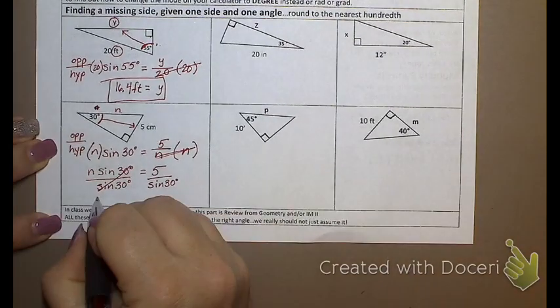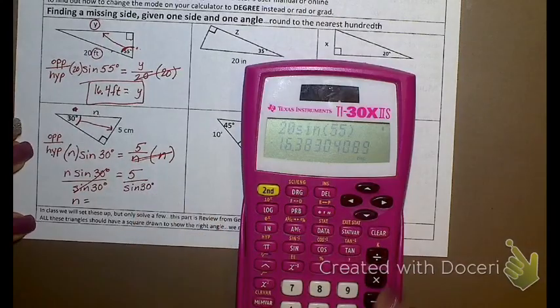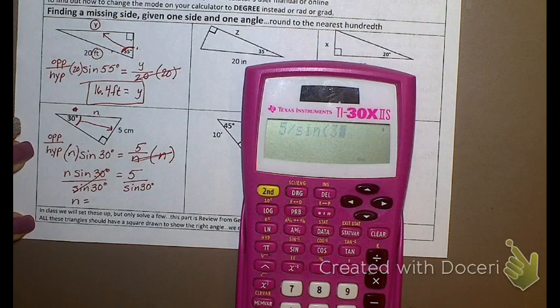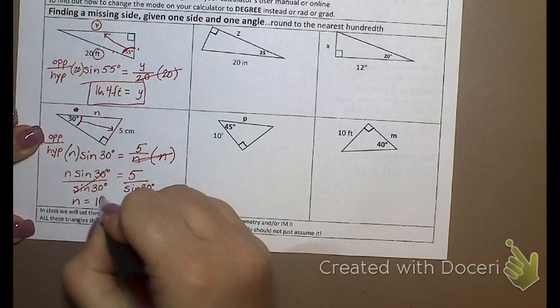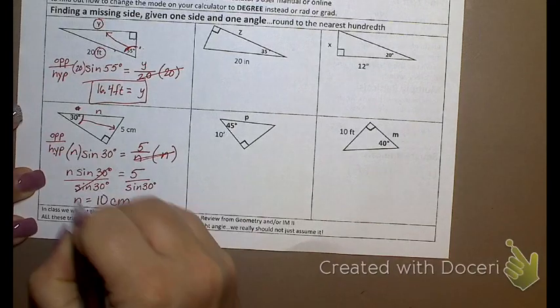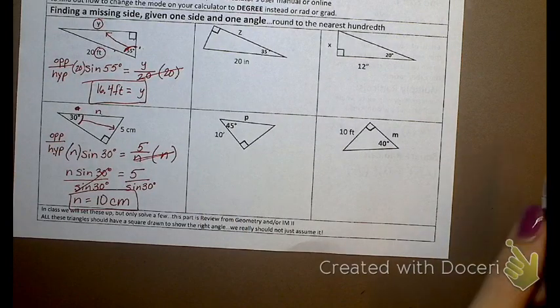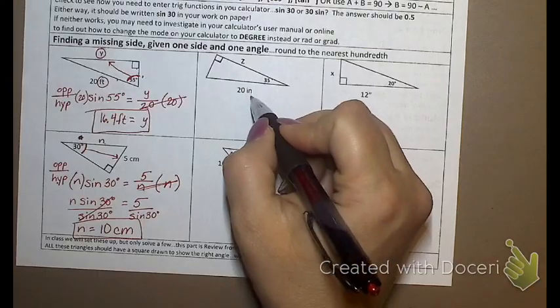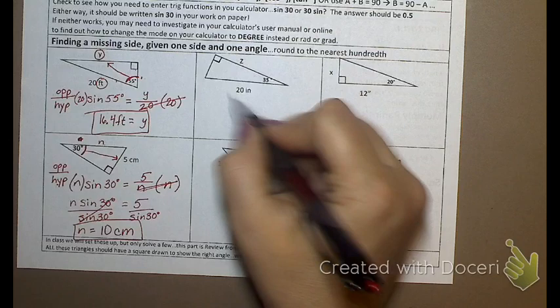Okay, so instead of doing something times sine, this time I'm doing 5 divided by sine of 30. What do I get? 10. So N is equal to 10 what? Centimeters. So? All right. Yep, this should be review from last year. Okay. What about this guy?